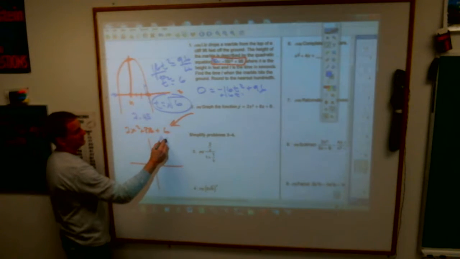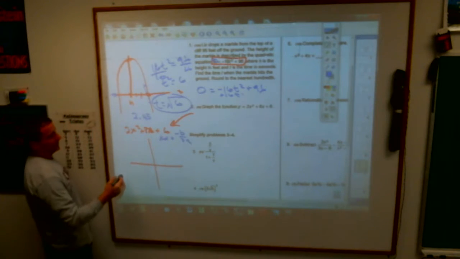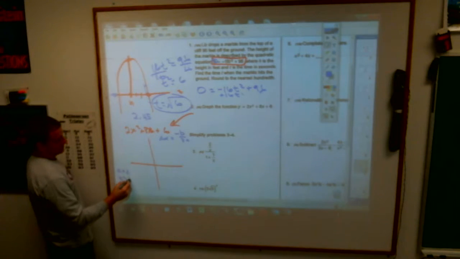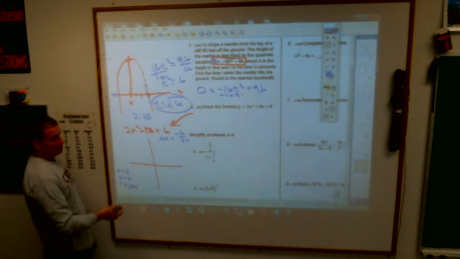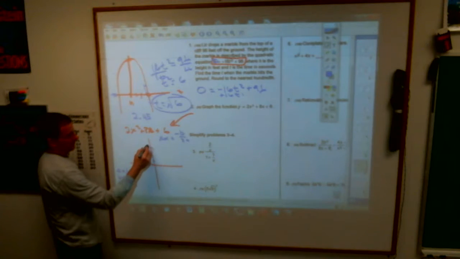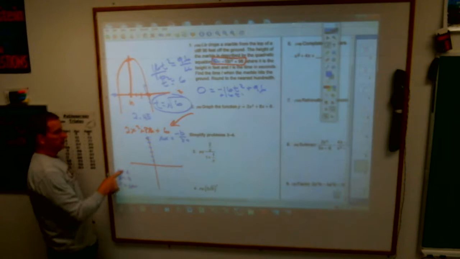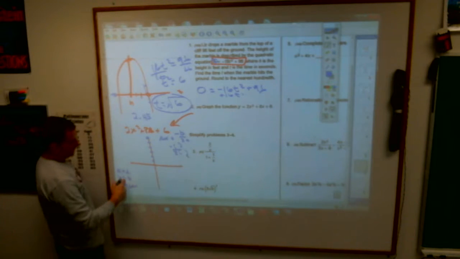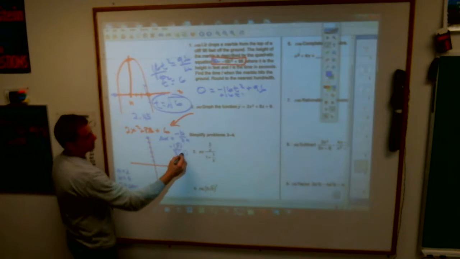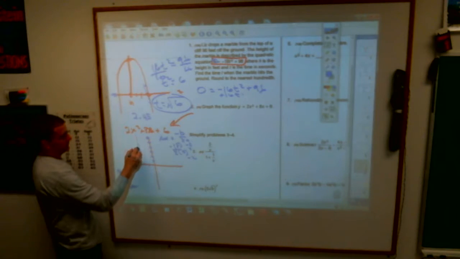Axis of symmetry is what? Negative b over 2a. We should probably define our things. A is 2, correct? B is 8. And C is 6. By the way, the letter C is always the y-intercept. So you know there's going to be a dot at 6 on the y-axis. You're looking for the axis of symmetry first. Negative b over 2 times a. B is 8. A is 2. So negative 8 over 4 is negative 2. There is your axis of symmetry.